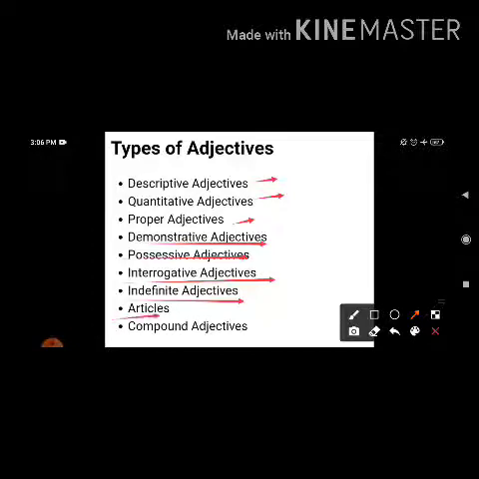And another one is articles. Articles, you know, these are called the determiners, a, an and the, right? And these are also used to refer to the singular or plural things. And compound adjectives, right?